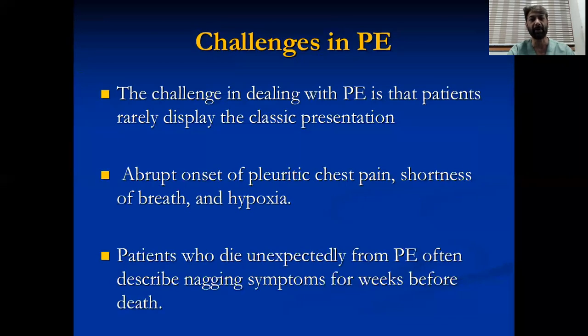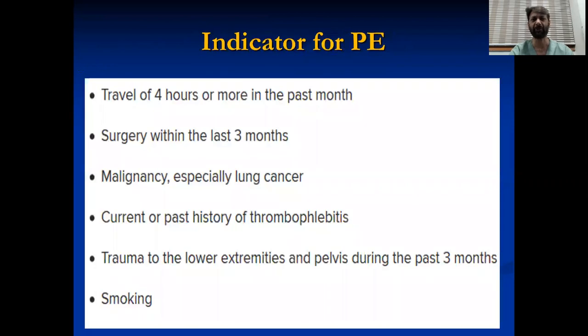Patients who die unexpectedly from pulmonary embolism often describe nagging symptoms for weeks before death. And people usually miss those symptoms, which are non-specific. So you have to pick pulmonary embolism on the basis of suspicion, on the basis of excluding other organic illnesses. And today we are just concerned with picking up the basic concepts about suspecting pulmonary embolism.